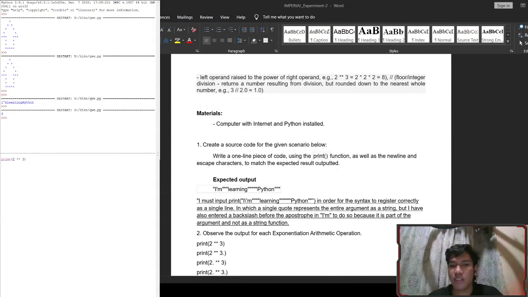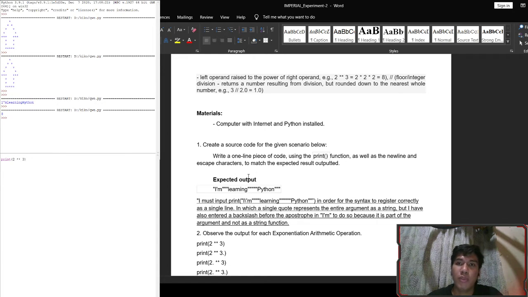The materials needed are the same as in Experiment number 1. All you need is a laptop, computer, or desktop with a stable internet connection and Python installed.